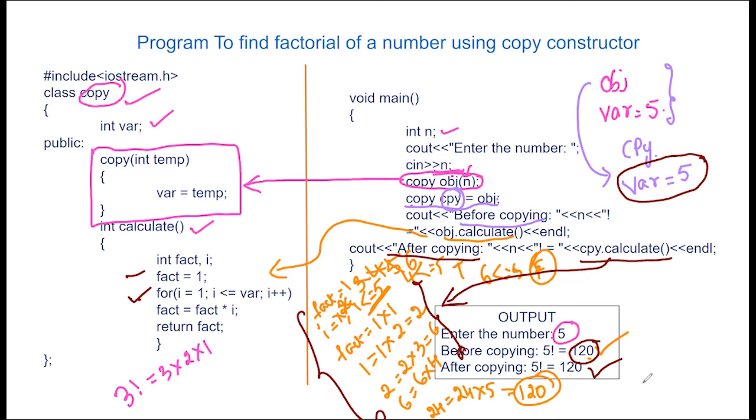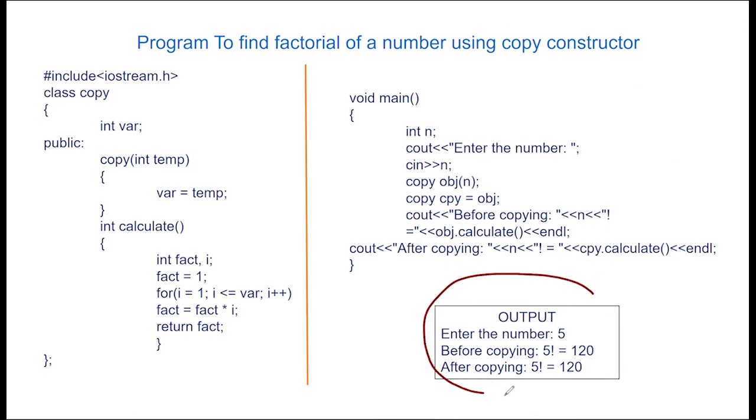So that is why my output here, as you can all see, is this. I'm entering 5, and for both cases, though I have not mentioned n anywhere when creating cpy, it has directly copied the value from obj, and we are getting the same answer for both of them. So I hope this concept of copy constructor is clear to you all.